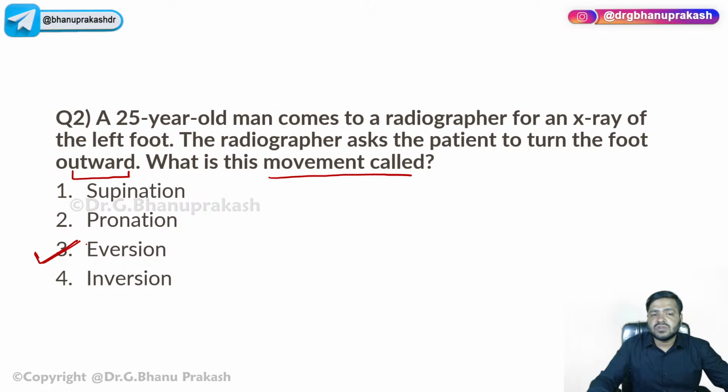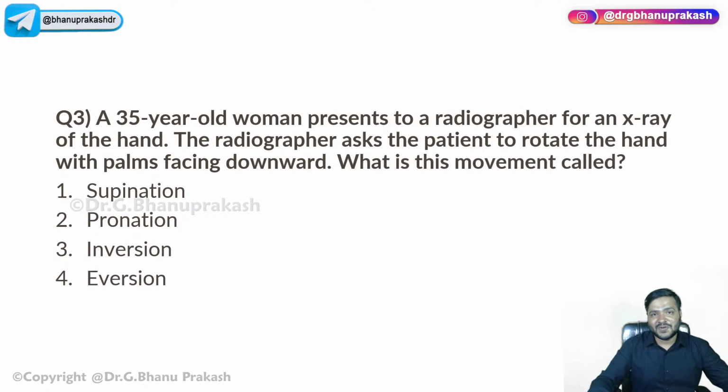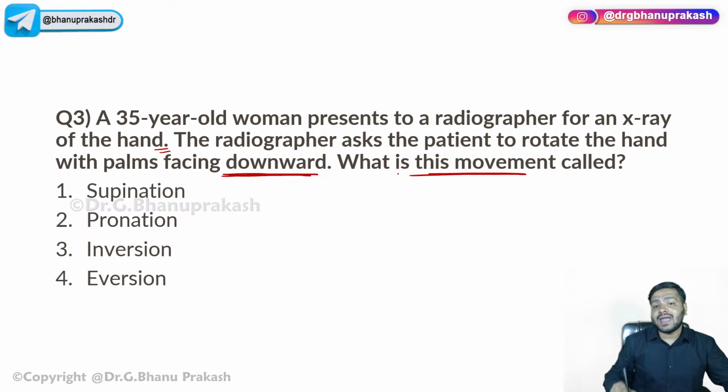Coming on to the next question. Last question for today. I hope you might be tired, everyone. A 35-year-old woman presents to a radiographer for an X-ray of the hand. The radiographer asks the patient to rotate the hand with palms facing downwards. What is this movement called?